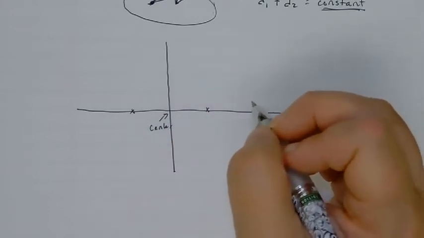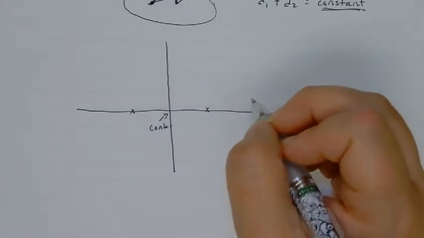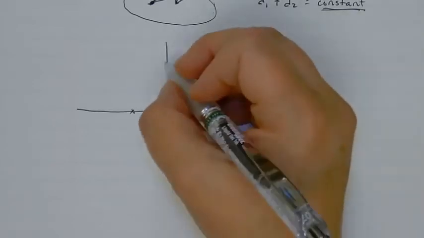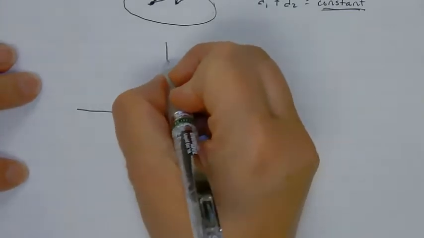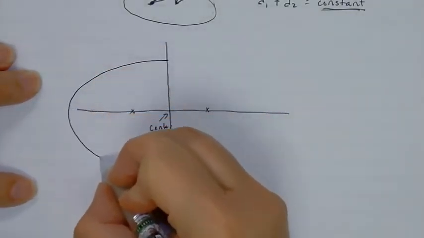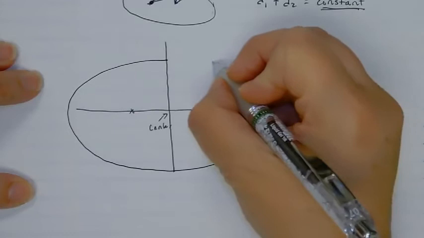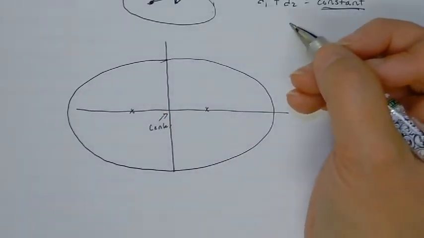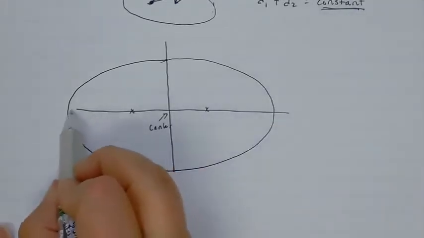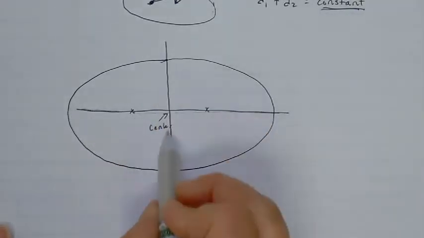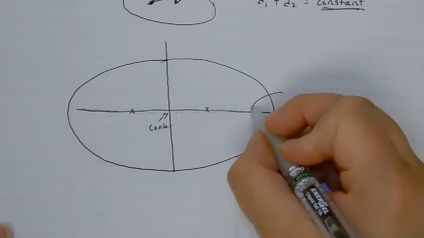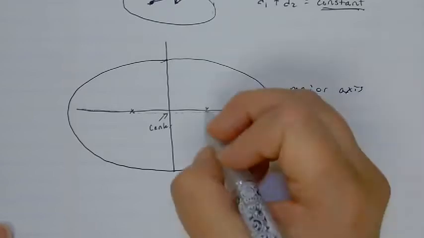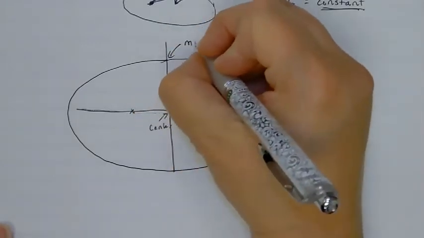So I'm going to start with one that has a center at the origin. So let's go ahead and just draw our ellipse here. We'll make this one longer horizontally than vertically. So this would be the ellipse. Because this is longer than this one, they're both called axis, but we're going to call this one the major axis. And we're going to call this one the minor axis.